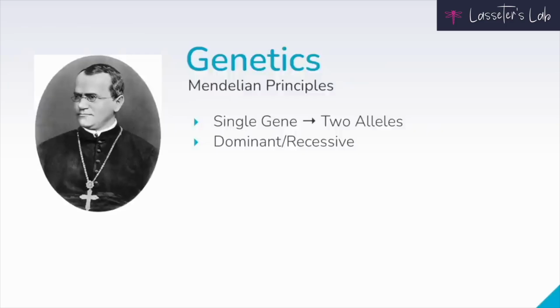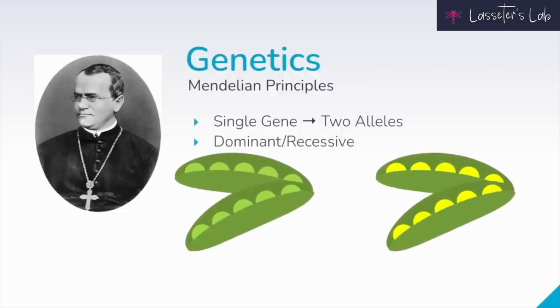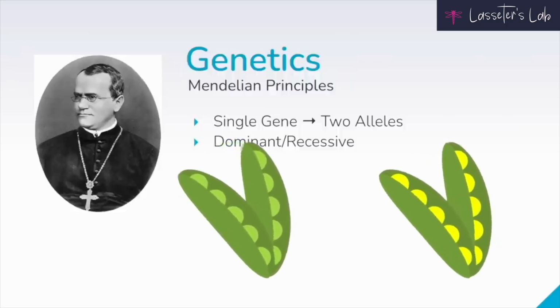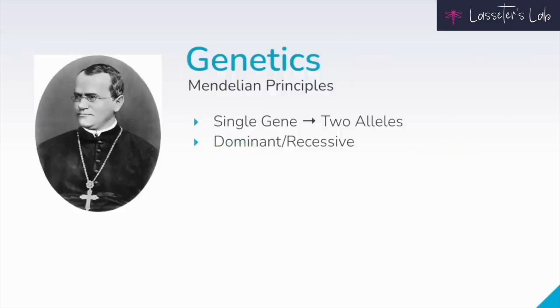So this is Gregor Mendel. He's the father of genetics. He determined that a single gene could have two different alleles or versions, such as a dominant and recessive version, and those different combinations could lead to expression of different traits in organisms.